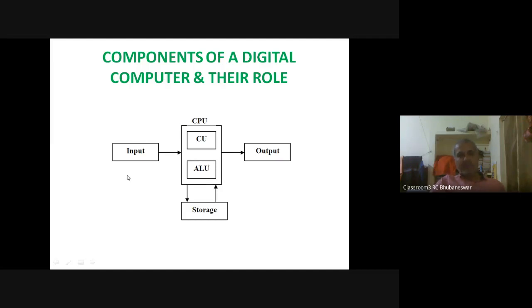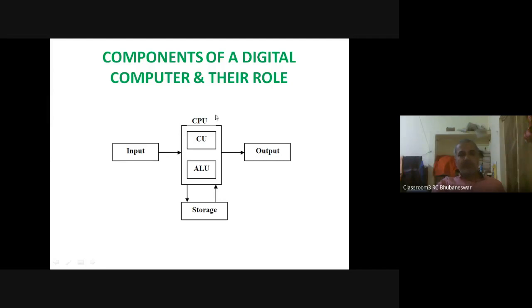The examples of input devices are keyboard, mouse, joystick, etc. If we enter something in the keyboard, let's say we enter IGNOU, exactly those letters are converted into ASCII code, then it is converted into binary. This is the work of the input unit.